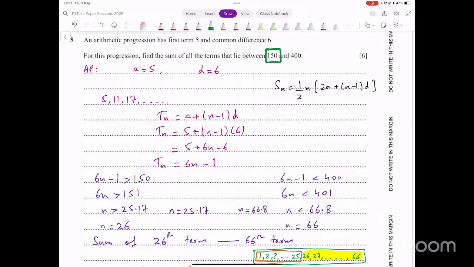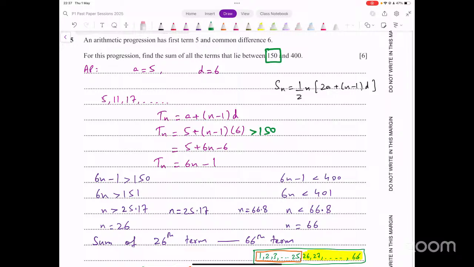you can find the first term using the nth term formula, a plus n minus 1 times d. Using this formula, the nth term turns out to be 6n minus 1. You are looking for the first term that is greater than 150, and that gives you n greater than 25.17. So the first term that satisfies that condition would be when n is equal to 26.